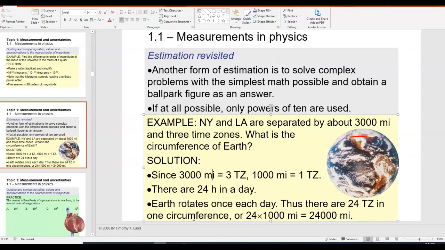Now, is the circumference of Earth actually 24,000 miles? No, it's actually more like 25,000 miles, something like that. So it's not perfect, but it's a really quick estimation that we just did. Considering that estimation took like 10 seconds, that's pretty accurate. See if you can figure out this one on your own.